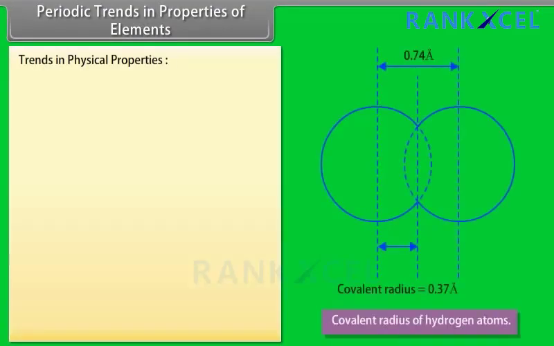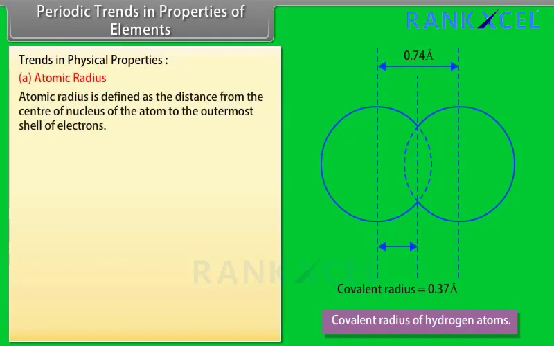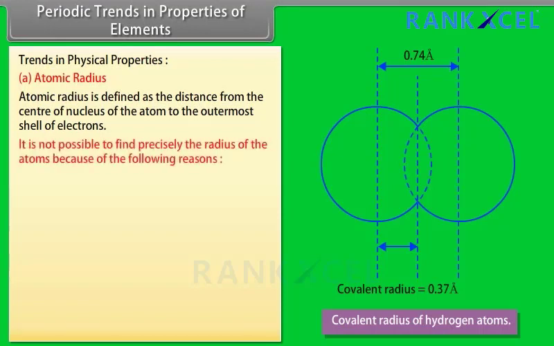Trends in physical properties. A. Atomic radius. Atomic radius is defined as the distance from the center of the nucleus of the atom to the outermost shell of electrons. It is not possible to find precisely the radius of the atoms because of the following reasons.